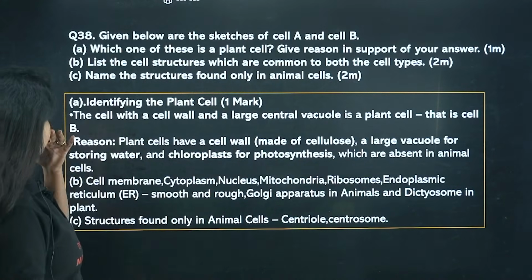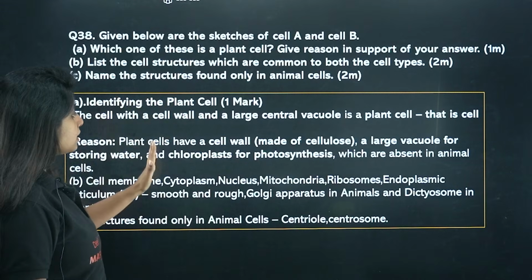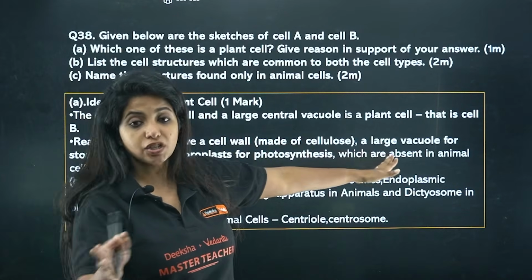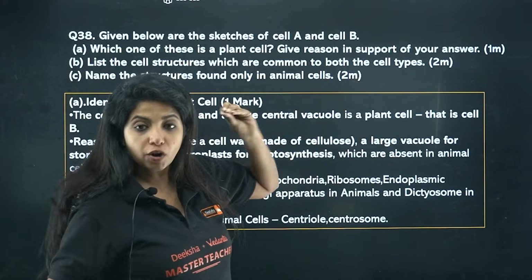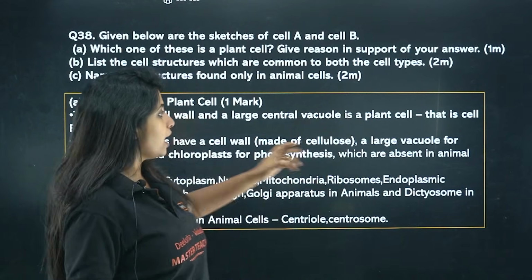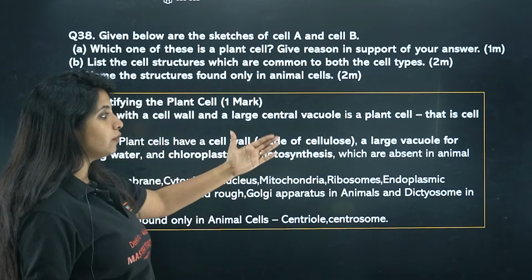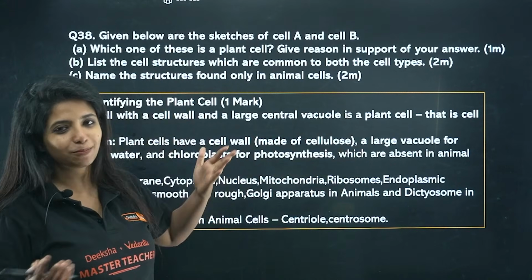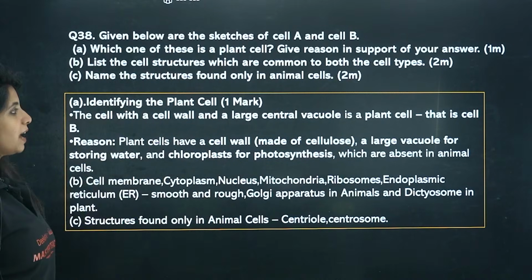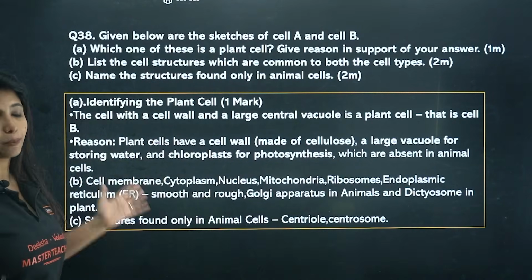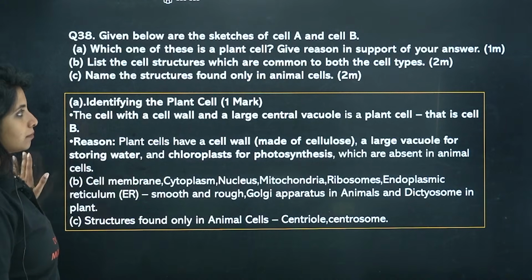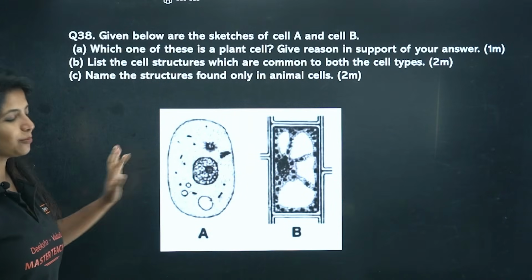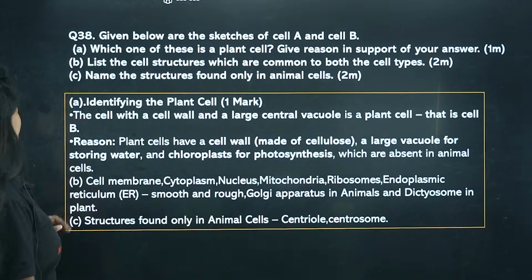Okay, now over here when I said that plant cells have a cell wall made up of cellulose, these are distinguishing features you have to tell, okay? Even if you're not able to see it, you just mention it. Large vacuole for storing water and chloroplast for photosynthesis, which are absent in what? Animal cells. All these things are absent in animal cells. Please mention that also while you are saying that picture B is basically a plant cell. Cool? Now, what do we have?